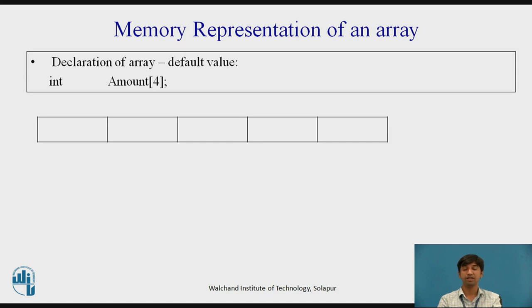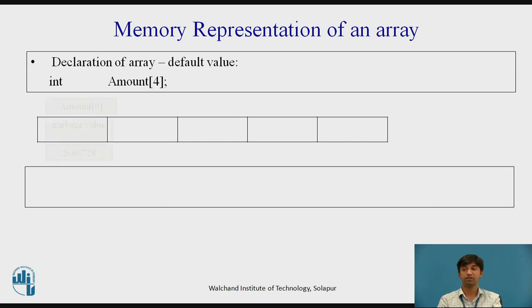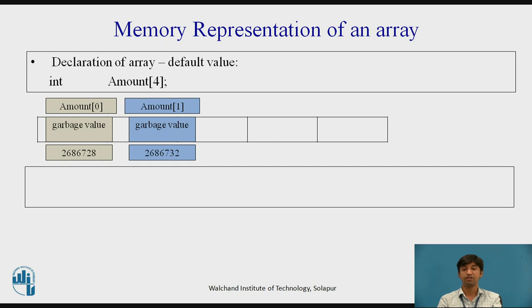Now we'll be discussing the memory representation in an array. Suppose we have declared an array int amount[4]. All the array elements will have garbage values assigned to them. All arrays have 0 as the index of the first element, which is called the base index, and the last index of an array will be the total size of the array minus 1.